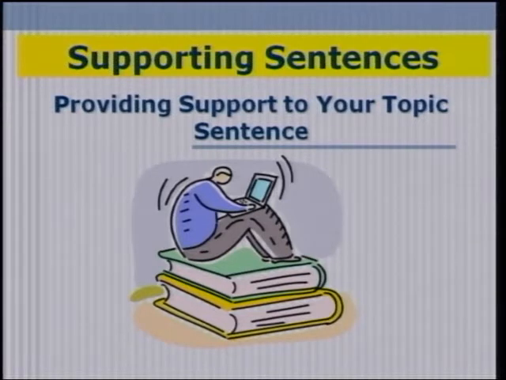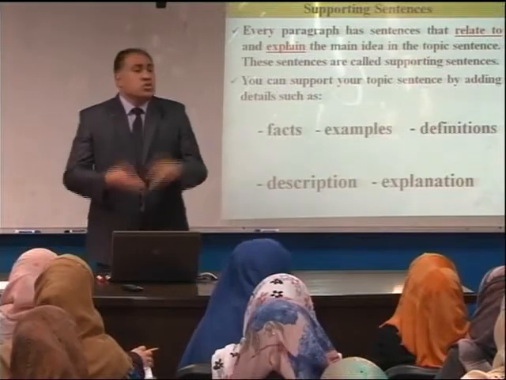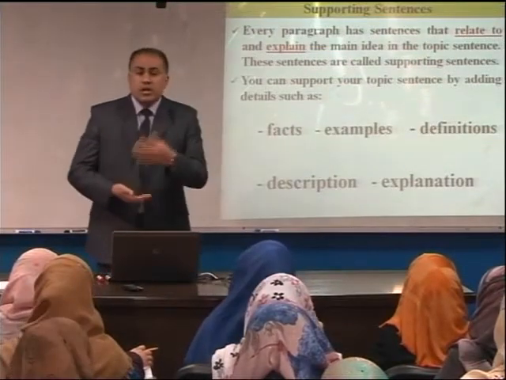We need more sentences. We need more support for this main idea, and here come the supporting sentences for this main idea. So every paragraph has sentences that relate to and explain this main idea. The supporting sentences are used to give more details, to support, to discuss, to elaborate on the main idea. What sort of supporting sentences can we find?